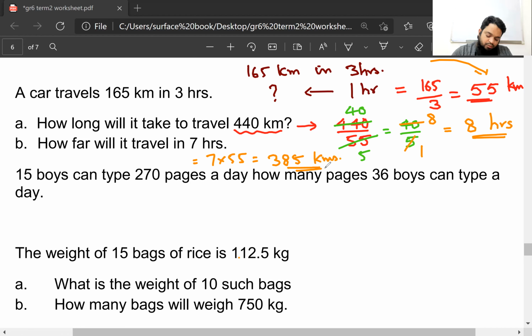15 boys can type 270 pages in a day. Okay, 15 can type 270 pages. How many pages can 36 boys type in a day? Okay, let us use the unitary method. Okay, what is the unitary method? Let us do it. So 15 boys can type 270 pages. So what can one boy type? One boy is equal to 270 pages divided by 15.